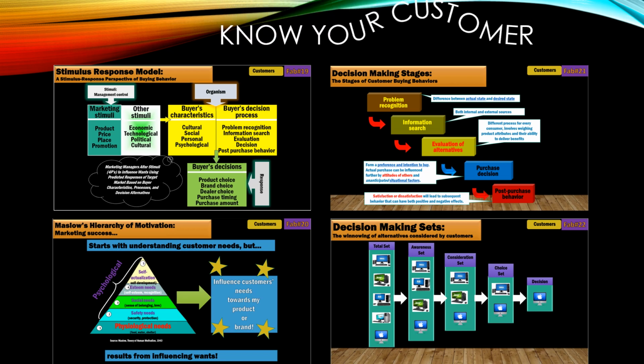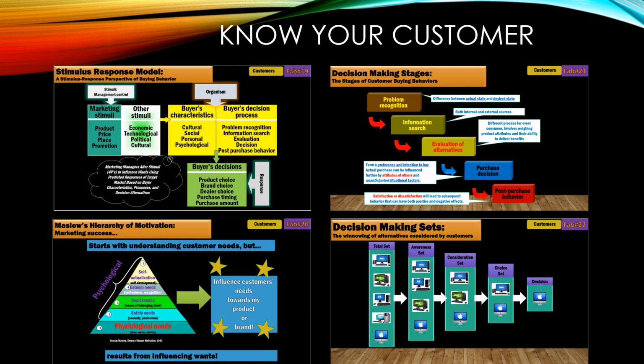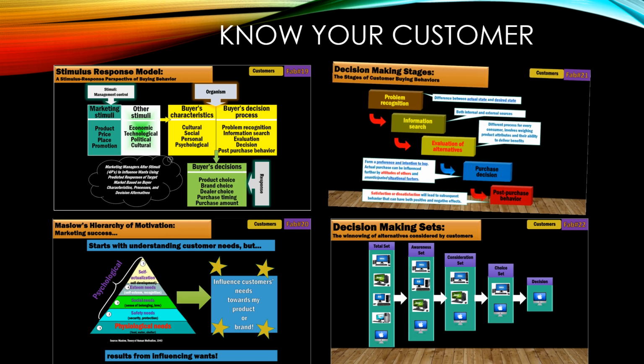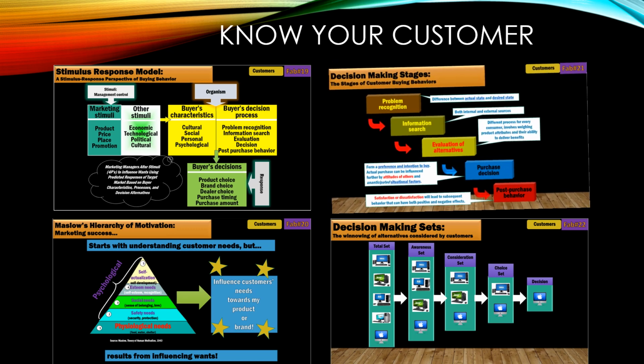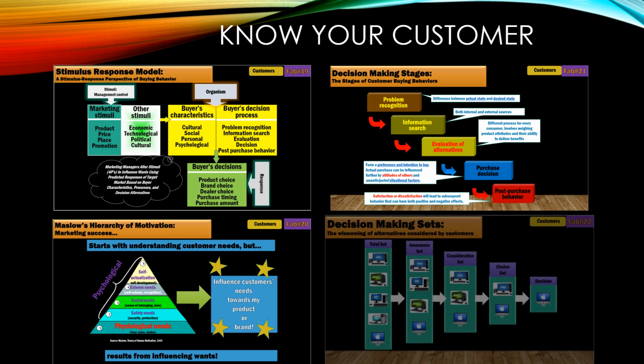The customer is one of the 5 C's used in the market opportunity analysis. Slide 19 and 20 of the Know Your Customer series touched on the stimulus response model and Maslow's hierarchy of needs. Slide 21 builds on these topics as marketing attempts to satisfy the customer's needs through a value proposition and is concluded with slide 22 with a summary of the decision-making sets.